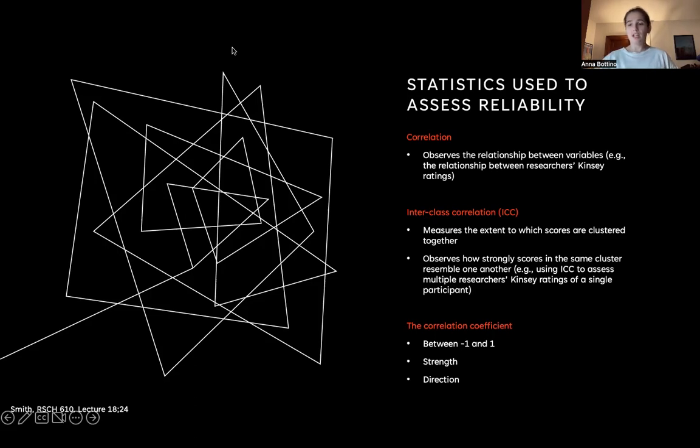And then direction is indicated by the positive or negative nature of the coefficient. So if something is positive, that indicates that as one variable increases, the other increases. And then a negative coefficient indicates that as one variable increases, another decreases. Something important to note with correlation and correlation coefficients is that the direction of the coefficient will be influenced by the manner in which the variable is scored.